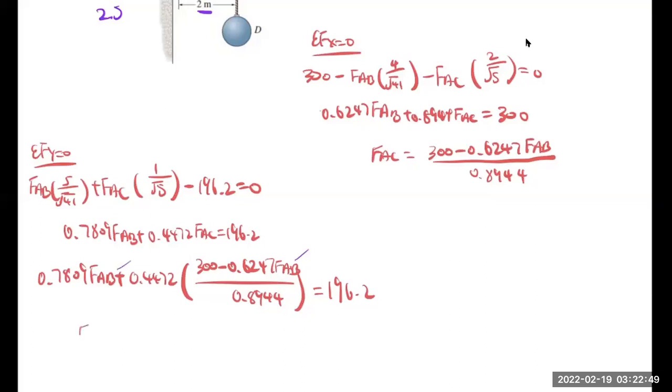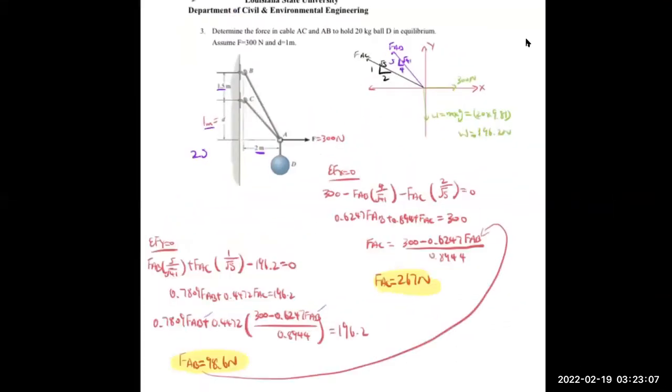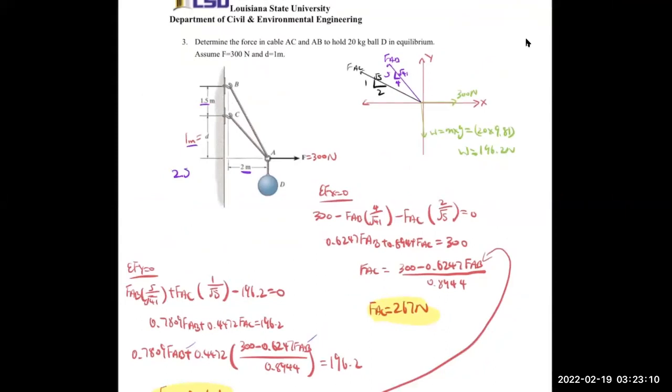And then if I simplify everything, because right now the only unknown here is FAB, right? So I can get my FAB is equal to 98.6 newtons. And then after I have my FAB, plug FAB back in here to find FAC. So I get my FAC as 267 newtons. Okay. Pretty simple, easy, and straightforward, right? Because I found out the forces in cables AC and AB that are able to hold the 20 kilogram ball in equilibrium.